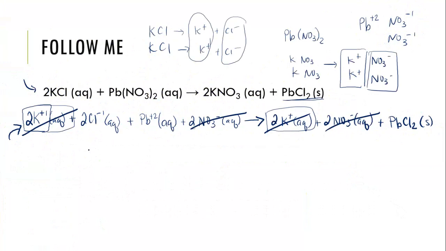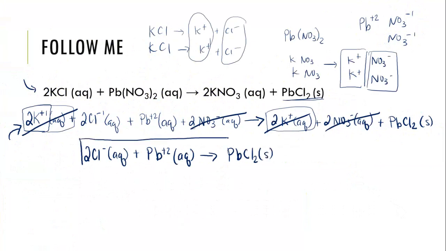Now what we do is we rewrite it. We write 2 Cl negative aqueous. You can put the 1 there or not, it doesn't matter. Plus Pb2 plus aqueous yields PbCl2 solid. This right here is the net ionic equation because we have taken out all the spectators and we are left with the only thing that participates.